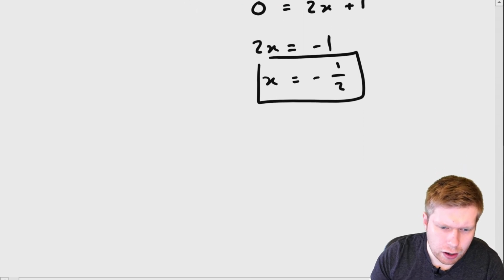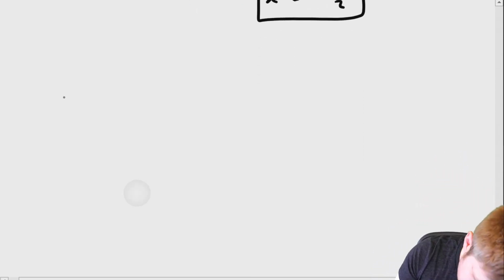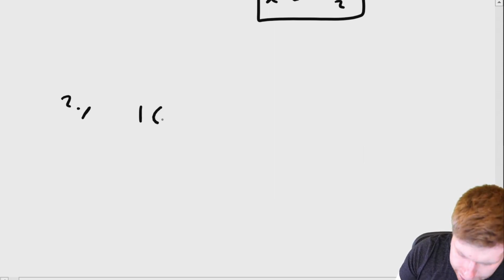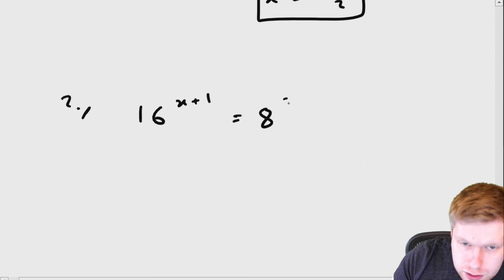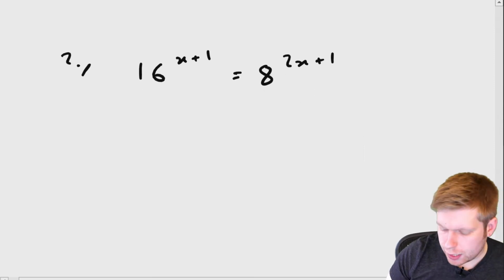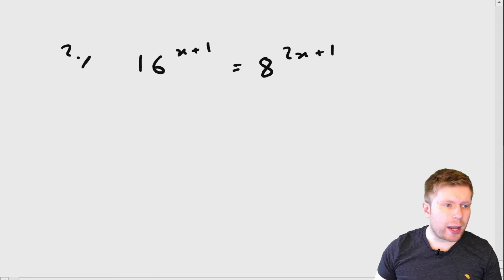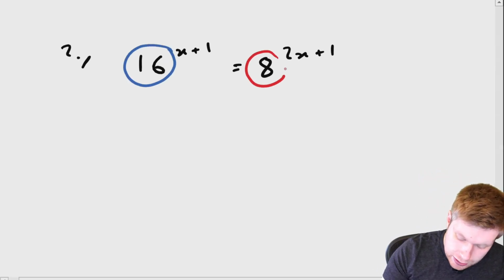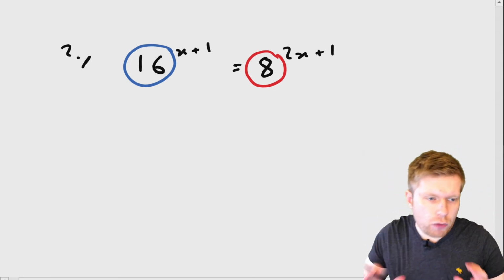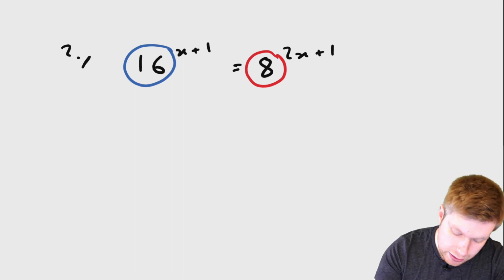Let's try something like, let's see. Yeah, let's try solving 16 to the power of x plus 1 must be equal to 8 to the power of 2x plus 1. Okay, so let's have a look at an example like this. Well, first of all, again, I want the bases to be the same. So at the moment I've got a 16 on this side and I've got an 8 on this side. I want the bases to be the same, and hopefully we can do a similar trick to what we were doing in the last example.